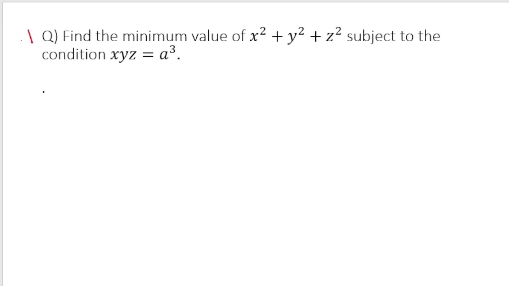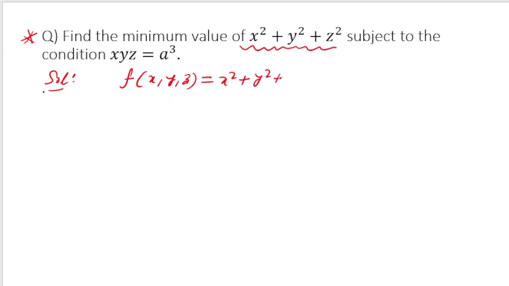So I'm going to take the first problem. What is the process of solving this? We have a function f of x, y, z. We have to find the minimum value of x squared plus y squared plus z squared. So let me call this function f of x, y, z, which is equal to x squared plus y squared plus z squared. And we have a constraint: xyz is equal to a cubed, which we can also write as xyz minus a cubed is equal to 0. So we have just one constraint.